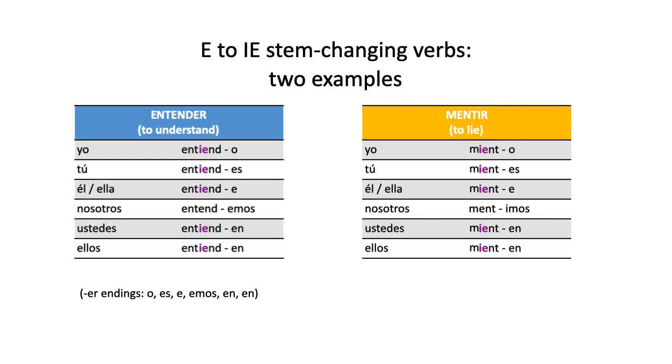But notice that I'm adding endings that are slightly different. Well, why? Because mentir ends in IR. So I use the IR endings, right? That is why it's nosotros mentimos instead of nosotros mentemos, right? Because it's an IR verb.